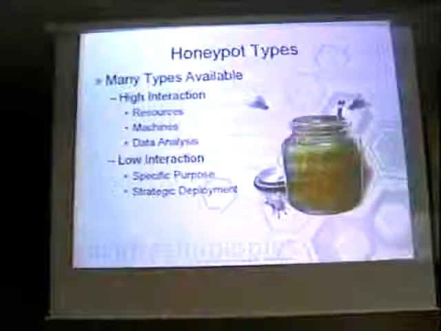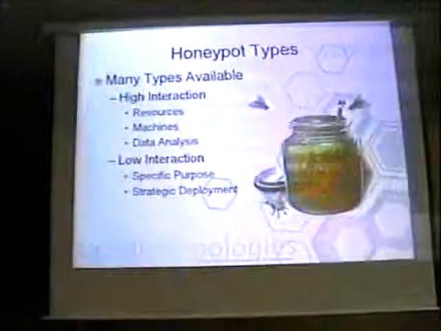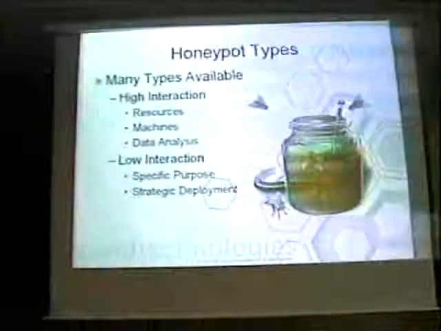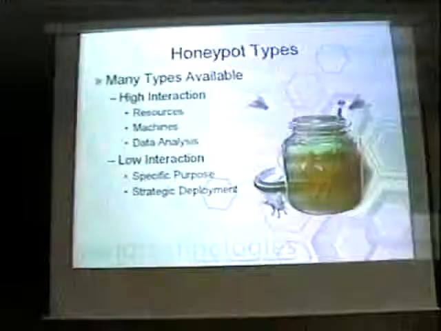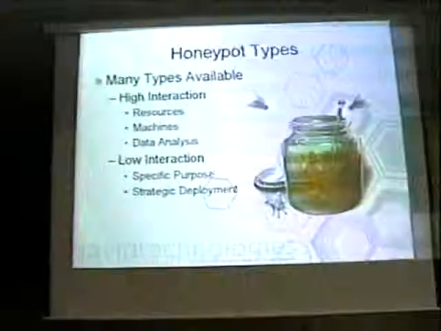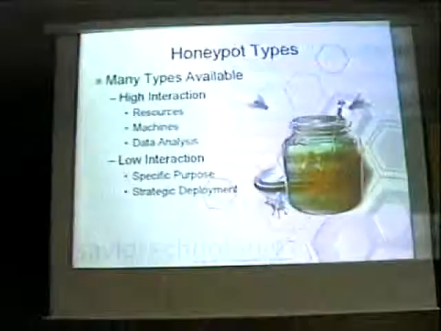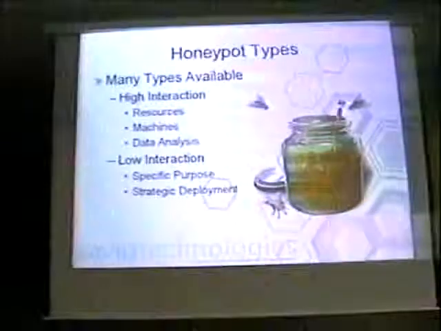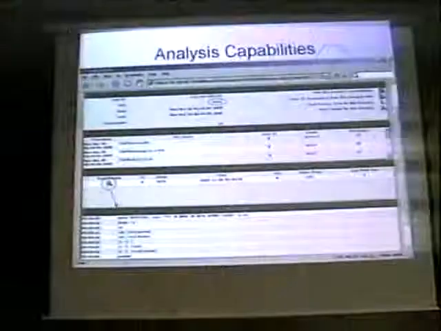So high interaction systems are full-blown honeypots: full-blown operating systems, applications, services running, completely interactive. Low interaction systems like Nepenthes and HoneyD are just little modules that emulate IPs, ports, and services. That's it. So they really can't be interacted with that much besides some network scanning. They fool the botnets, the Trojan scanners, some scanners.